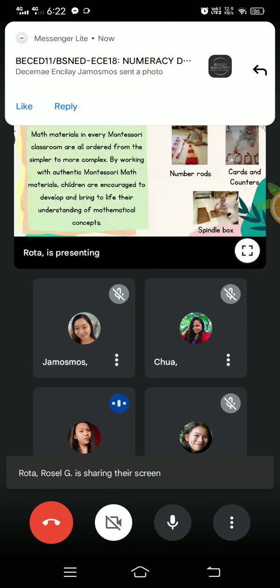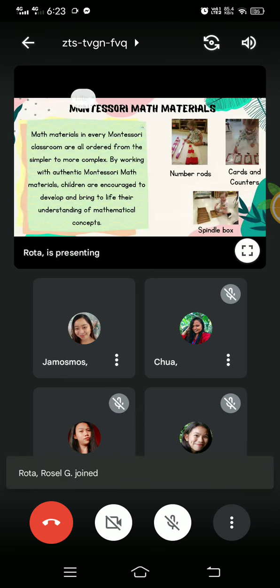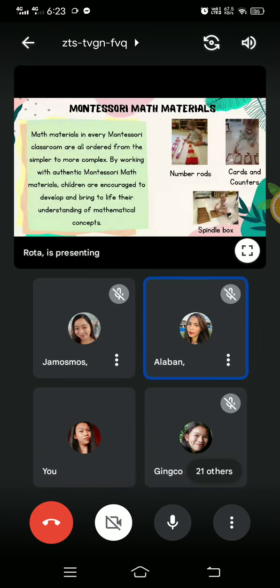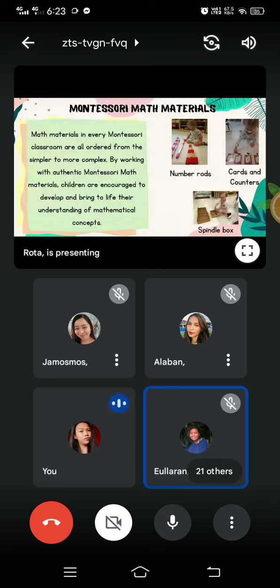Okay, it's visible now. Thank you. Okay, Montessori math materials. So math materials in every Montessori classroom are all ordered from the simpler to more complex. By working with authentic Montessori math materials, children are encouraged to develop and bring to life their understanding of mathematical concepts.